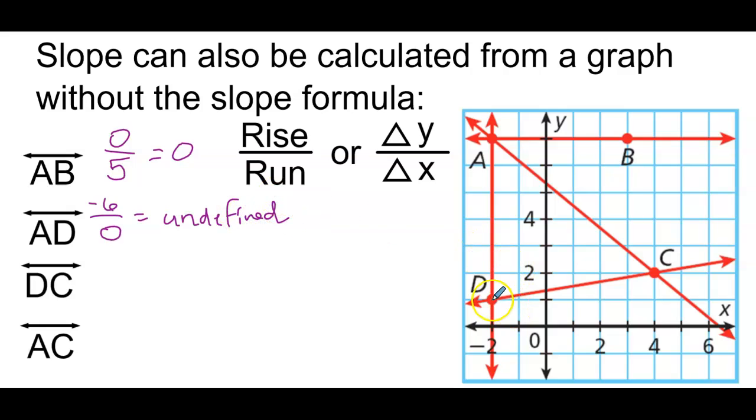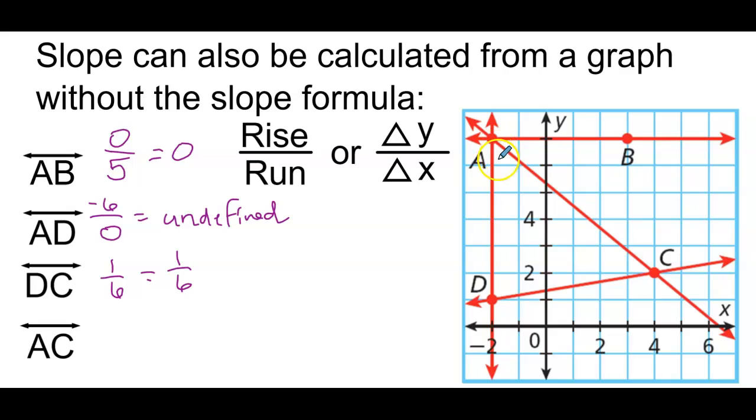DC. My rise, I go up 1, so that's positive 1, over my run, which is 1, 2, 3, 4, 5, 6. That's a positive 6 because I went to the right. So my slope is 1/6. Actually, I don't need to simplify that. That is just 1/6. And finally, AC.